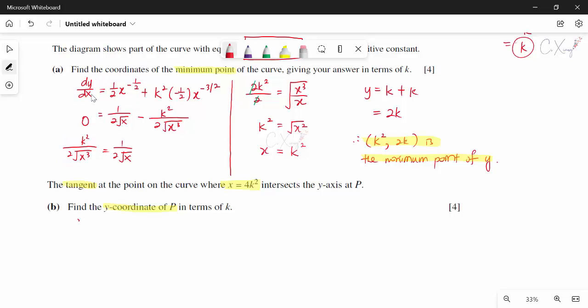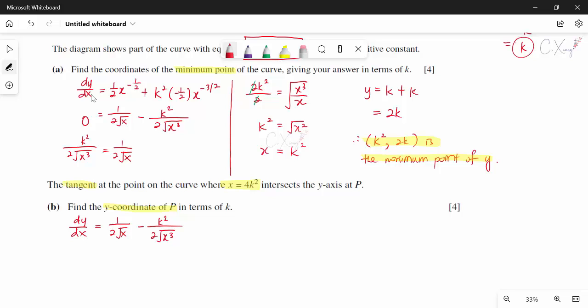In the first part, I rewrite it again. So dy/dx will actually be 1 over 2 square root x, minus k squared divided by 2 and then square root x to the power 3. Okay, so I want to get the gradient of the tangent.